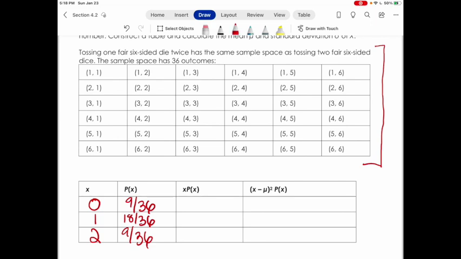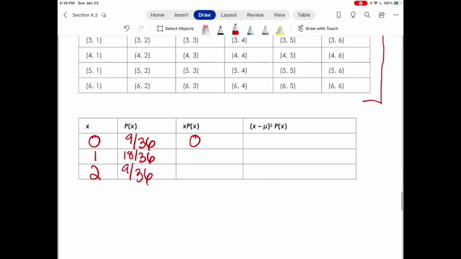In the next column, we need to take the values of x and multiply them by the corresponding probabilities. So when I take 0 times 9 over 36, that gives me 0. When I take 1 times 18 over 36, that gives me 18 over 36. And then when I take 2 times 9 over 36, that gives me 18 over 36.